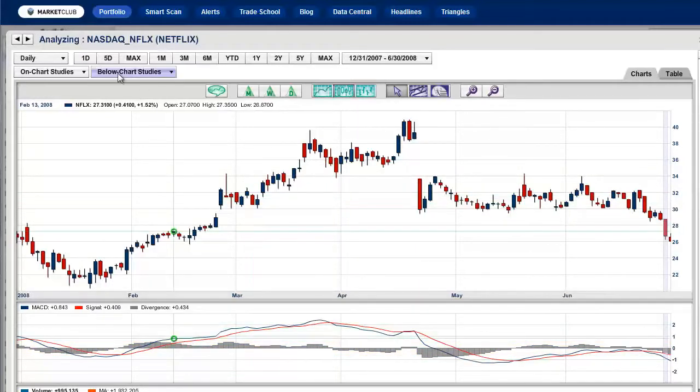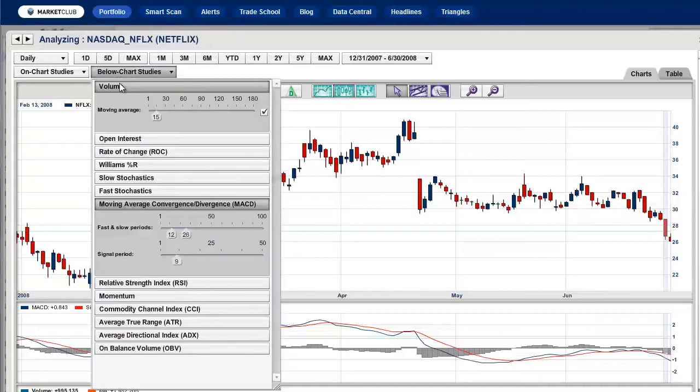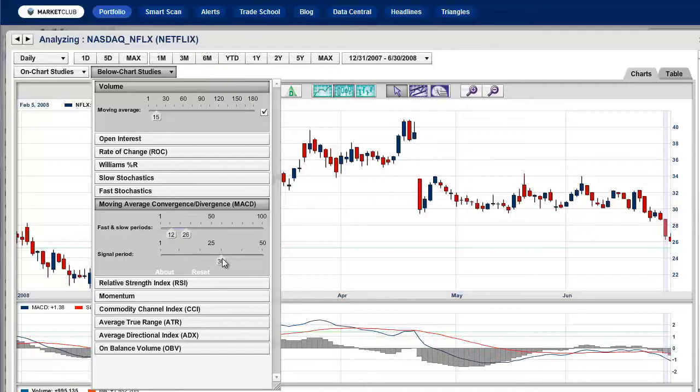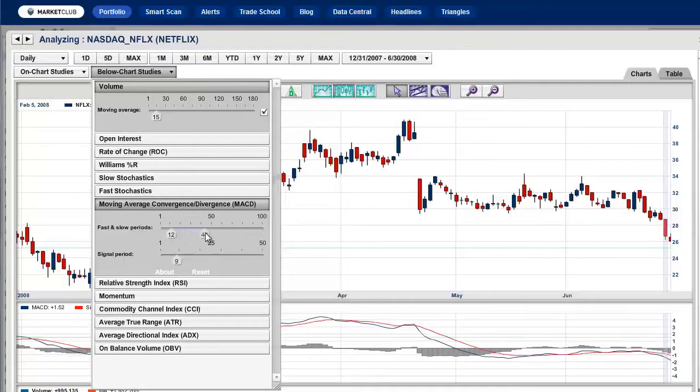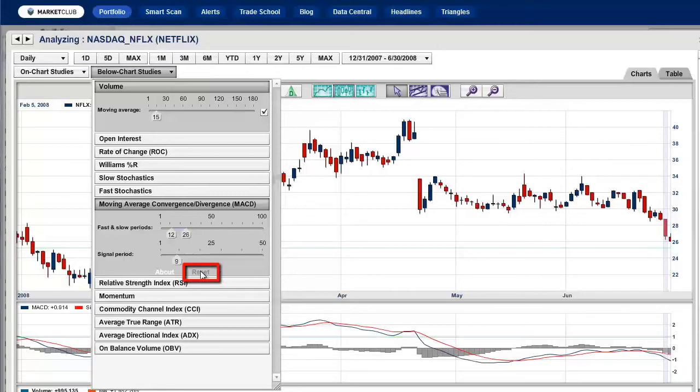So let me just show you how the MACD is created. It consists of a fast and slow moving average, a 12 and a 26-day moving average. The signal period is a 9-day exponential moving average. These are all exponential moving averages. Now this is the standard setting that Gerald Appel recommends, but you can adjust them if you want to. You can see the lines changing just by moving these lines around. And then of course you can just reset them by clicking here. It gives you the default, and we'll be using the default setting for the MACD today.